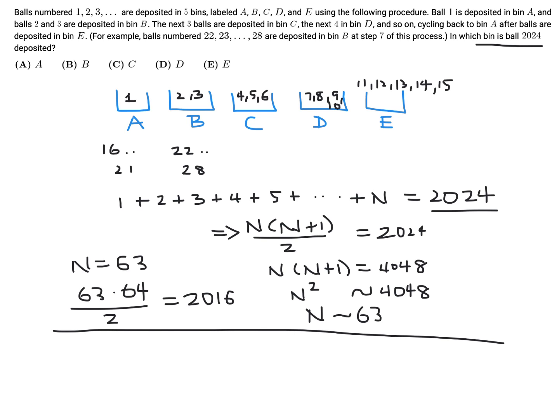So that's pretty good. So that makes me think the following, that the number 1 goes into A, the next 2 numbers go into B, the next 3 numbers go into here, the next 4 go into D, the next 5 go into here.